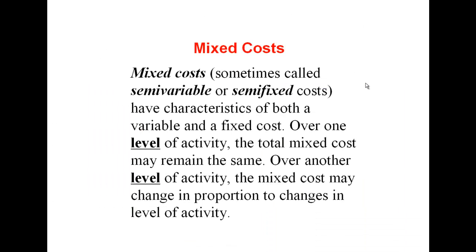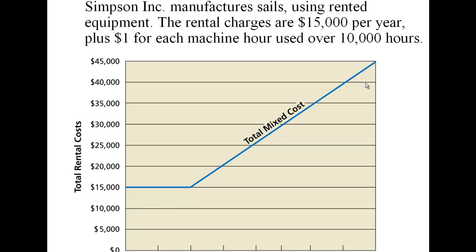Mixed costs, sometimes called semi-variable or semi-fixed cost, they're going to have the characteristics of both variable and fixed, right? So over one level of activity, the total mixed cost may remain the same, and over another level, it may change in proportion to changes in the level of activity. So let's take a look here.